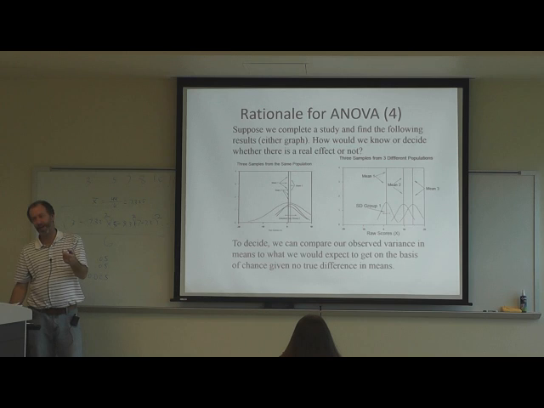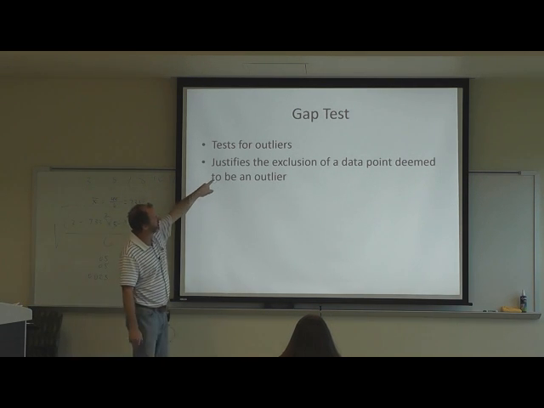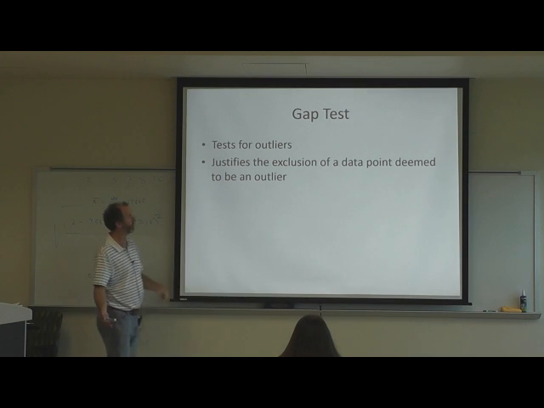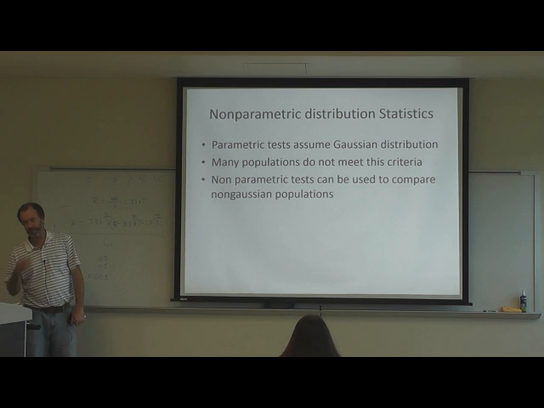So we were talking about outliers. That's a gap test that you use to test for outliers, and it justifies the exclusion of a data point deemed to be an outlier. So you have to do that. And then next time we'll talk about non-parametric distribution statistics.